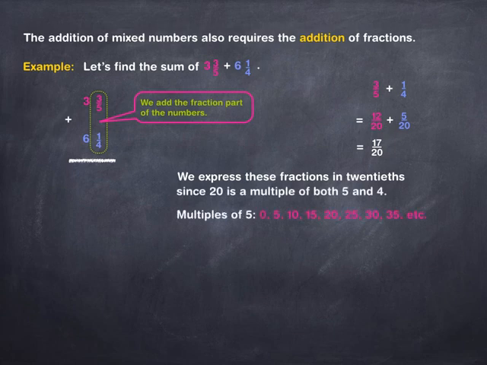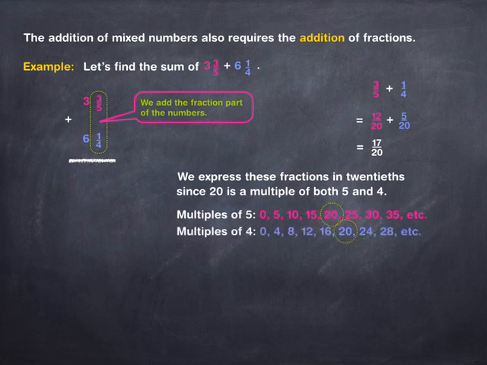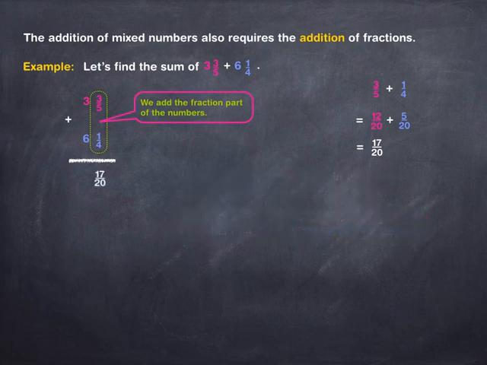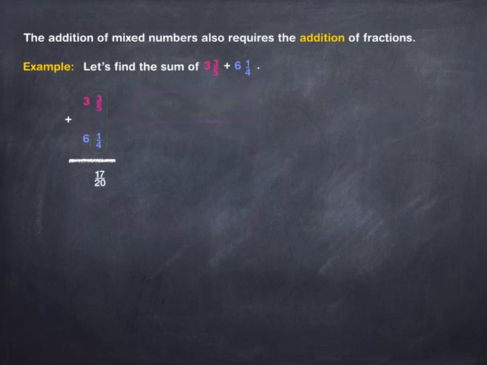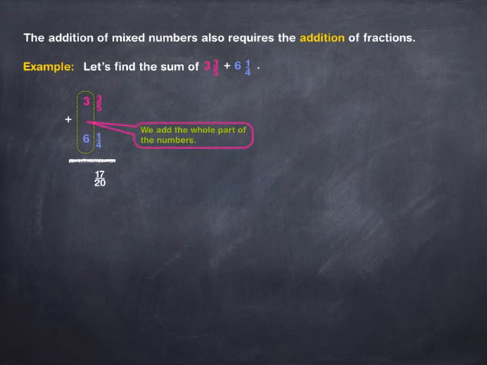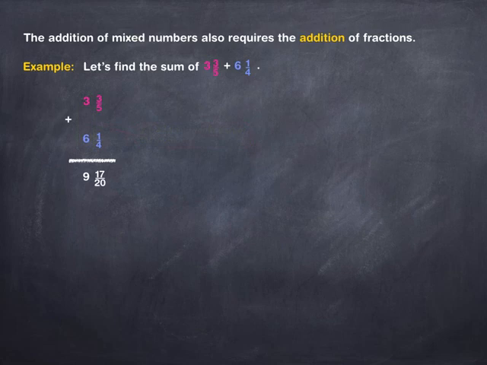Multiples of 5. Multiples of 4. 20 is common to both. This equals 17/20ths, with 3 plus 6, the whole parts of the numbers. This would equal 9 and 17/20ths.